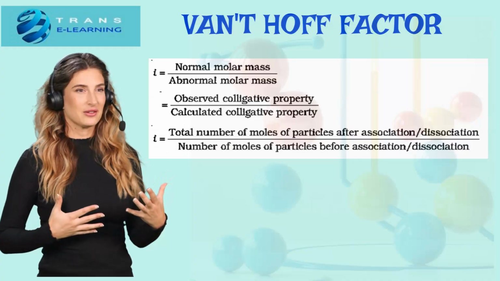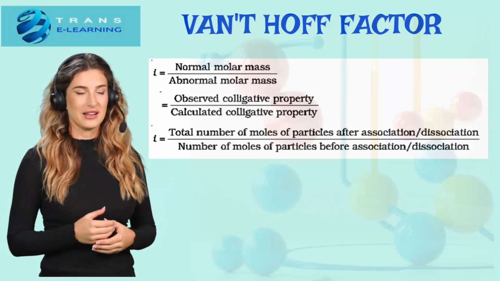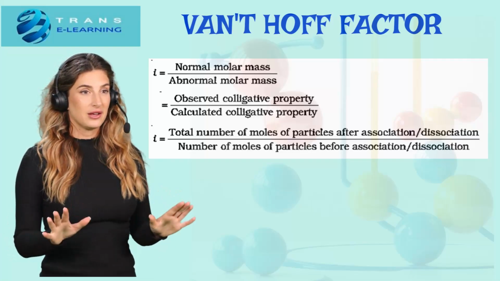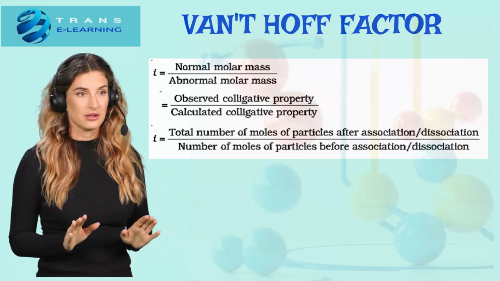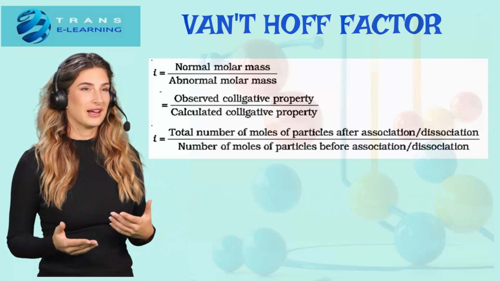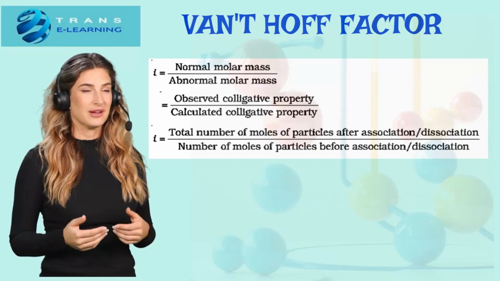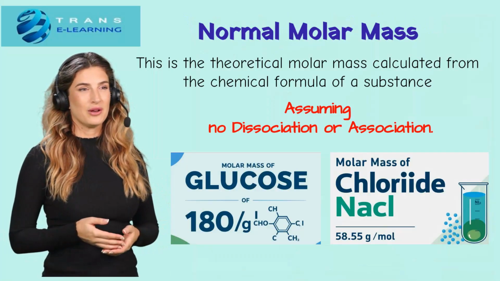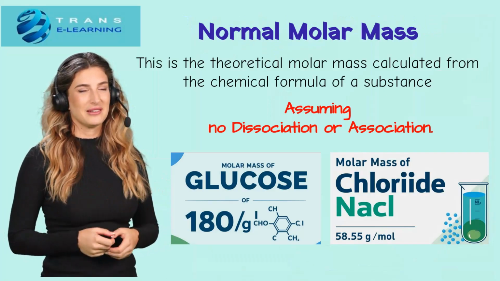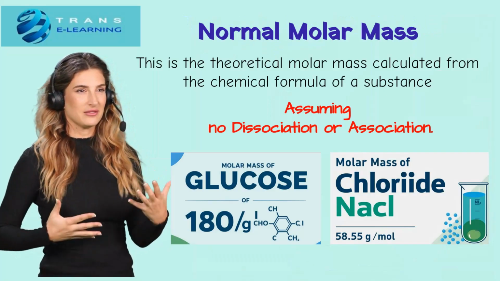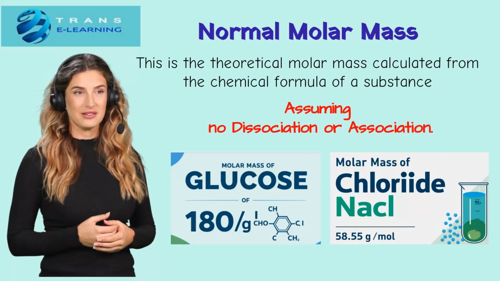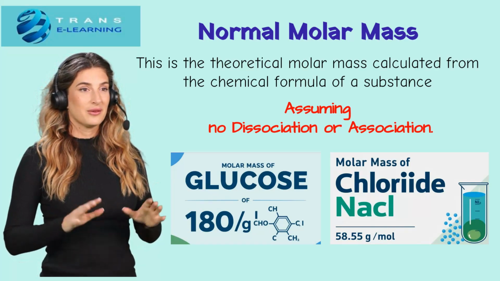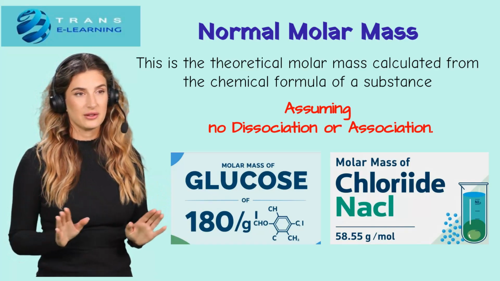As my friend has introduced these three formulas to calculate the Van't Hoff factor, before proceeding further, let us understand the terms: what is normal molar mass, abnormal molar mass, what is meant by observed colligative property, and what is calculated colligative property. Normal molar mass is the theoretical molar mass calculated from the chemical formula of a substance, assuming no dissociation or association. It is what you expect the molar mass to be under ideal conditions.